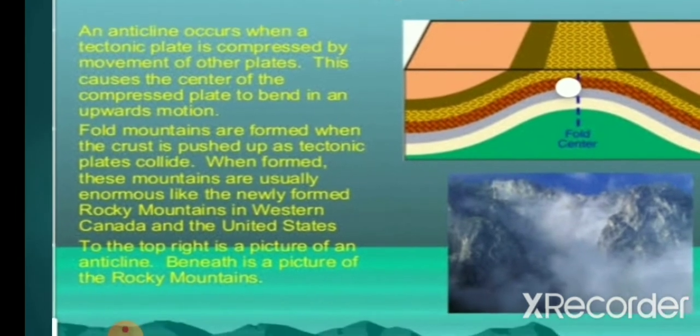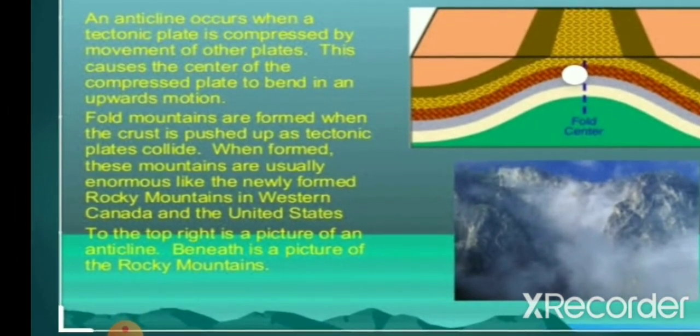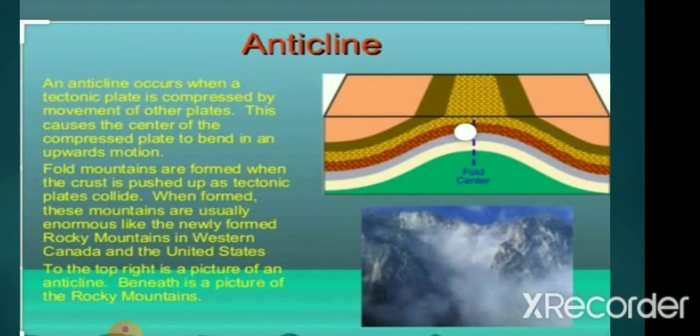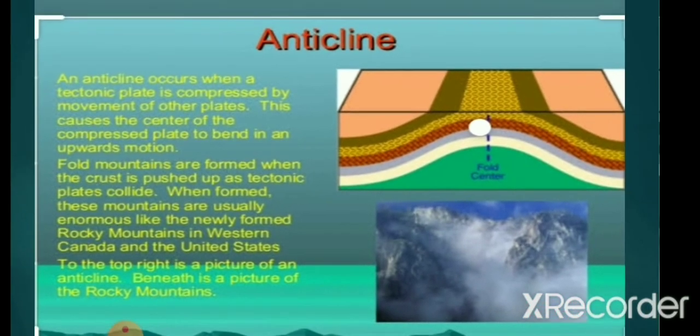Fold mountains are formed when the crust is pushed up as tectonic plates collide. Now what is this tectonic plate?